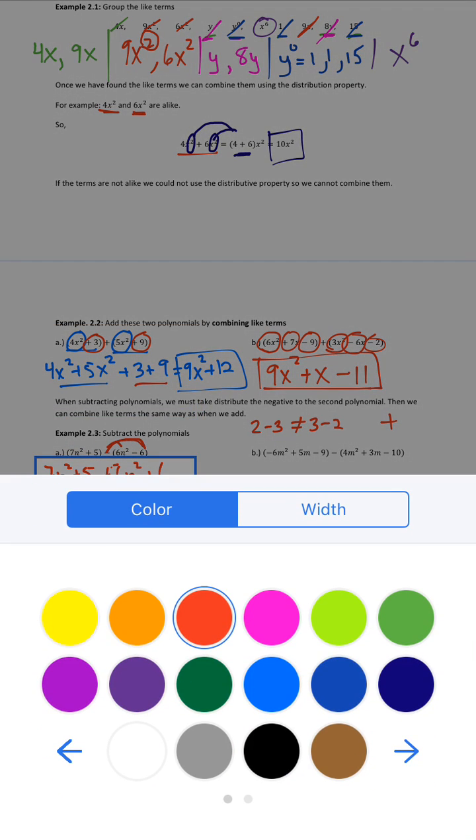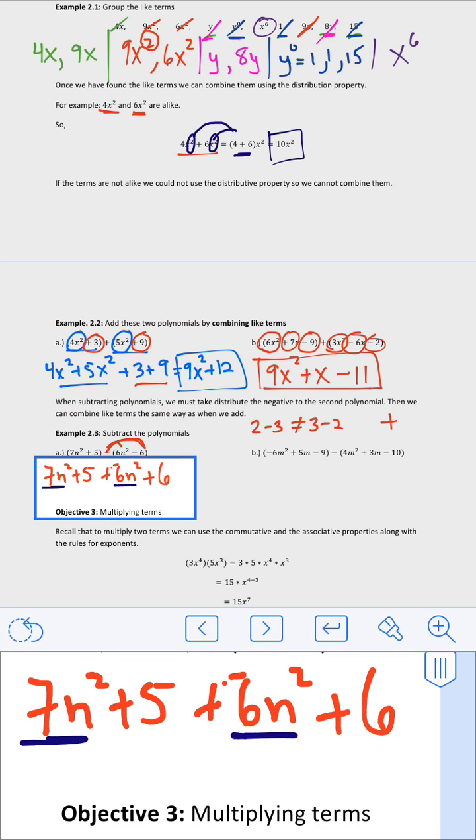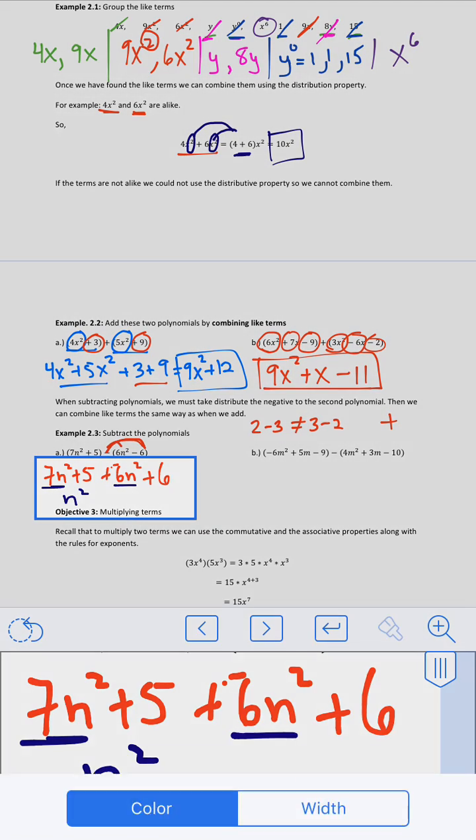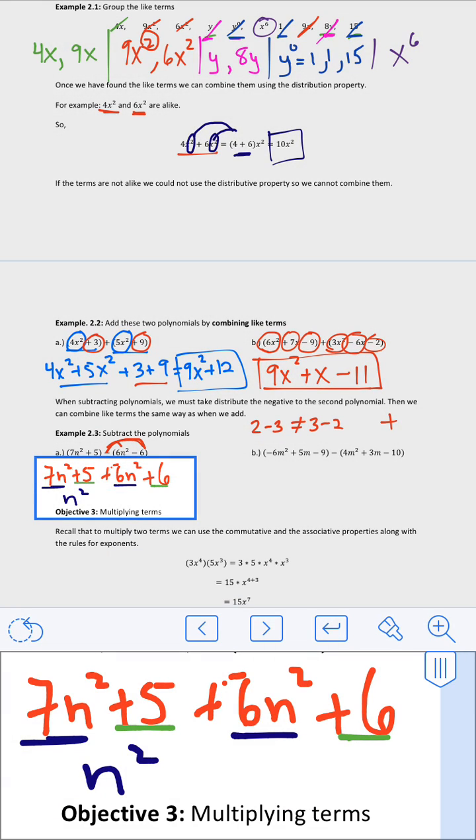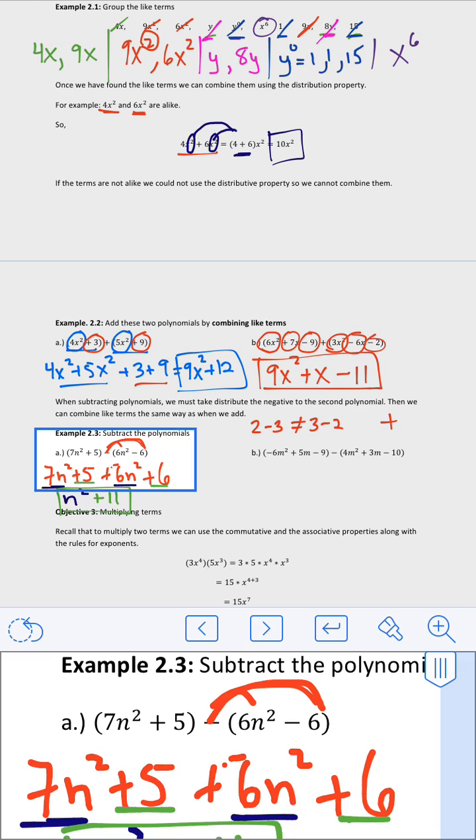So combining like terms, we've got these two, the n squareds. 7n squared plus negative 6n squared is going to be n squared. And then we've got the constants. 5 and positive 6 is 11. So that will be our final binomial. Now, if I hadn't done that distribution part, I might think it's 5 minus 6, right? So 5 plus negative 6.